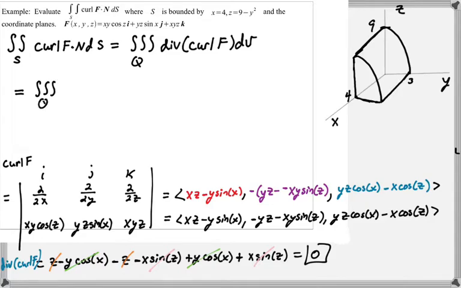So now we're looking at the triple integral over the region Q. Divergence of the curl is going to be 0, and so the value of this flux integral is going to be 0. Okay, and this is a result actually. The divergence of a curl of a vector field is going to be 0 here.